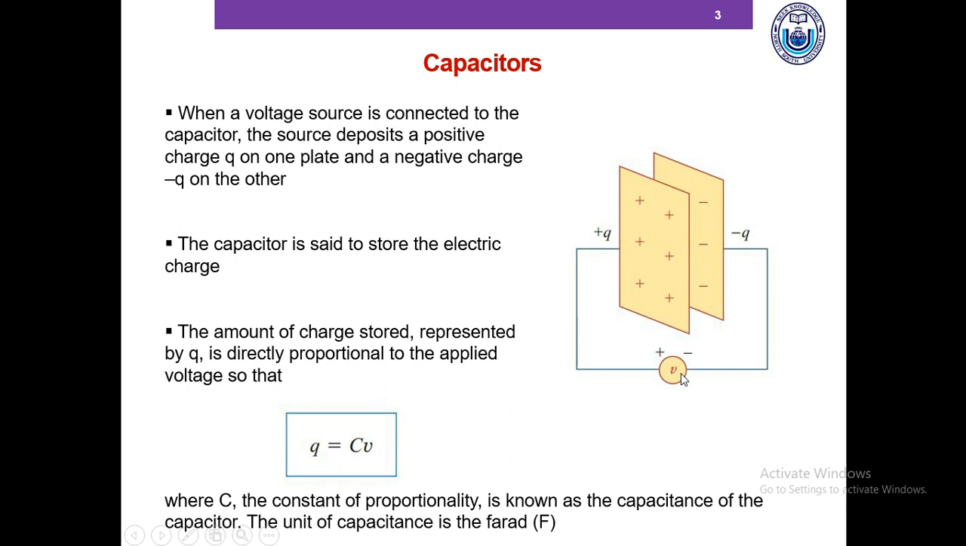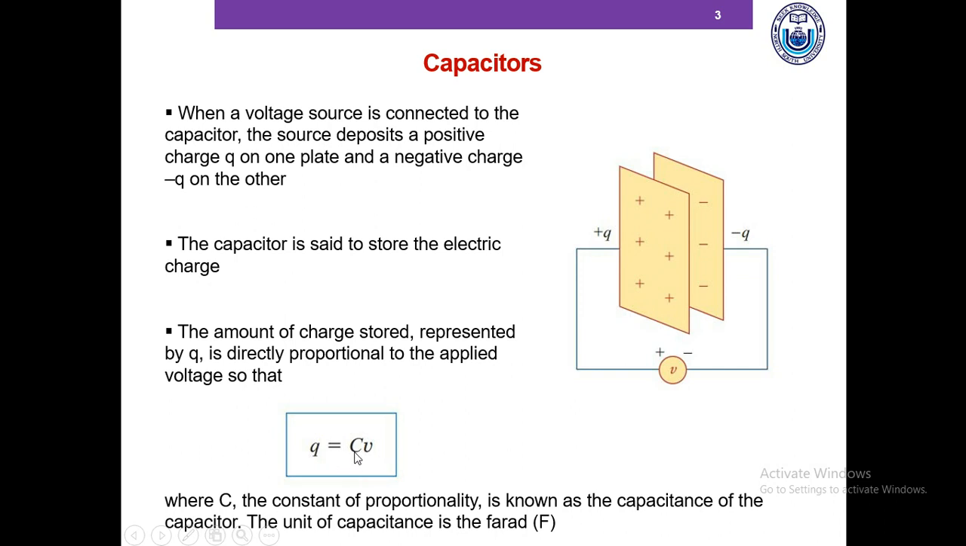So every proportion can be written with a proportionality constant. So Q equals CV, we can write here, where C is the constant of proportionality. The C here, this constant of proportionality, is known as the capacitance of the capacitor, and the unit of capacitance is farad. Another point to note is that when we apply a certain amount of voltage V, the charge that gets stored in the two plates of the capacitor are equal. This is Q here, this is also Q. But they're opposite charges. One plate has positive charge, another plate has negative charge.